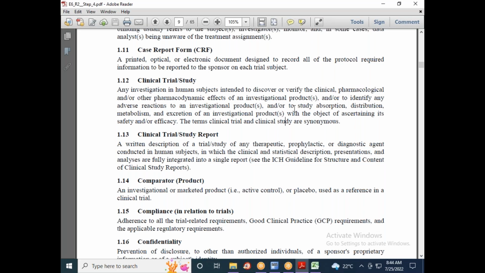Tmax. Tmax is the time taken to reach maximum concentration. Time taken to reach maximum concentration.